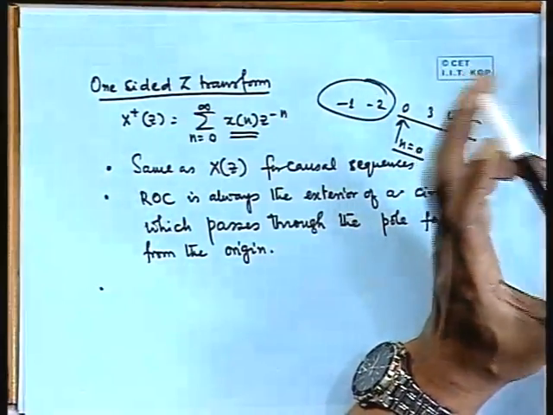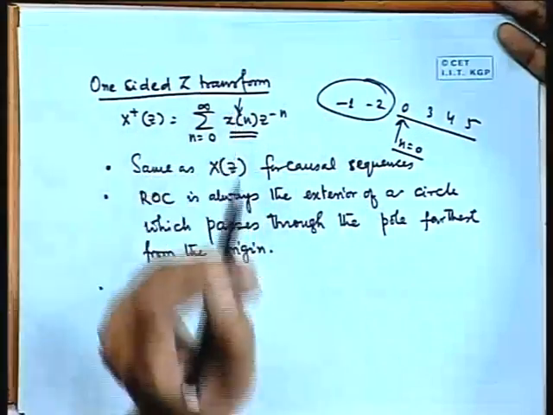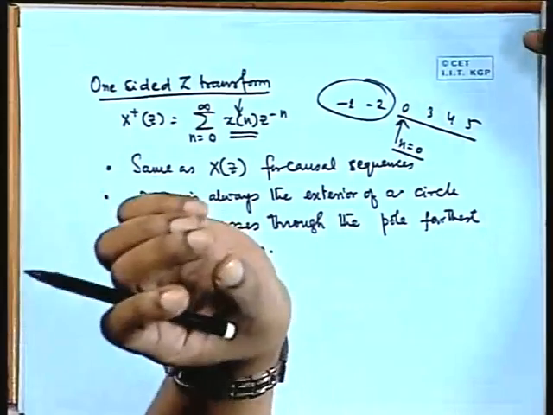Right. So only if we know that this x[n] is a causal sequence, then the one-sided and two-sided Z transforms will be the same.